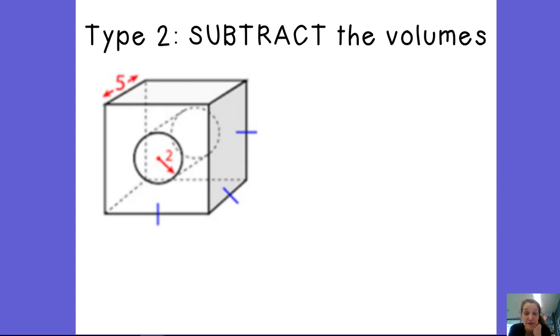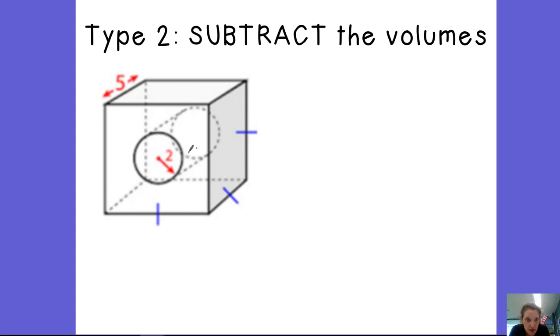The second type of composite figure is when you're removing a figure from another one. So in this situation we have this cube, and I know it's a cube because of these tick marks indicating that the length, width, and height are all the same. They're all congruent to each other.